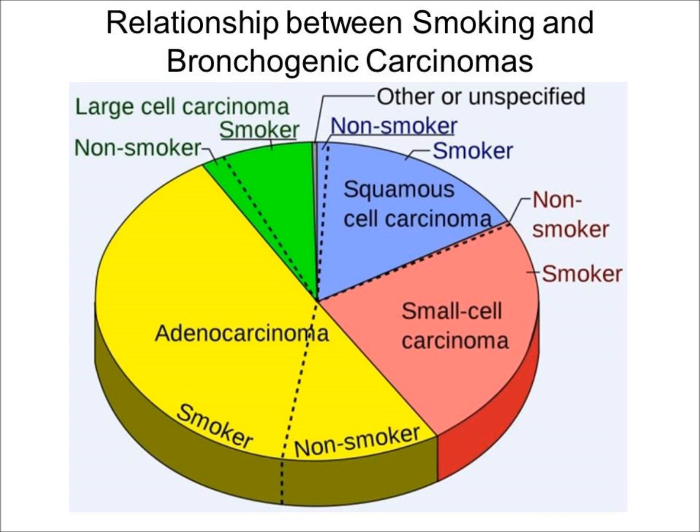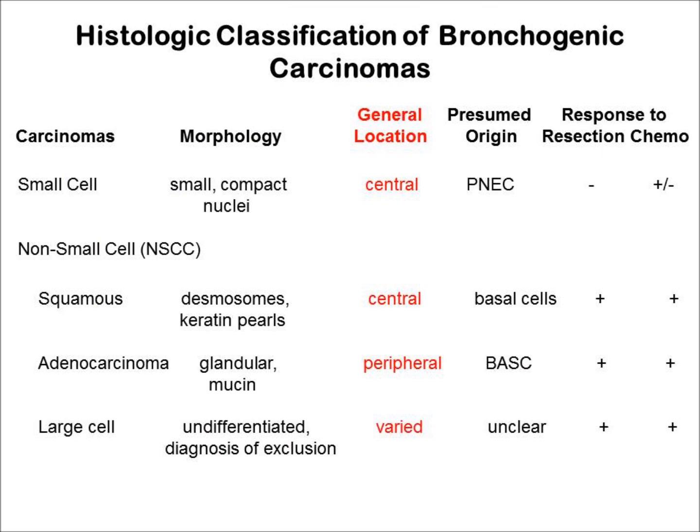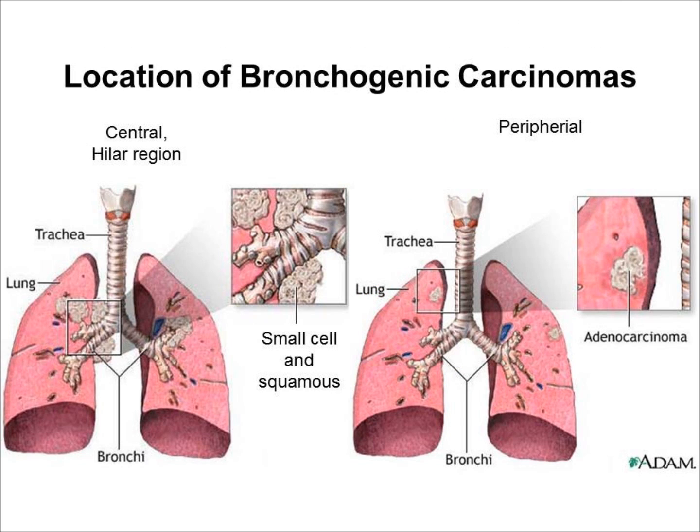Now, this figure, which you have seen before, shows the relative frequency of the four different types of bronchiogenic carcinomas. Please note that adenocarcinomas, shown in yellow here, are the most prevalent type, and that a significant fraction of them occur in non-smokers. On the opposite end of the spectrum is small cell carcinoma, shown in red here, which is almost always associated with smoking. This slide summarizes some of the other features of the different types of bronchiogenic carcinomas. Please note that they often occur in different locations in the lungs, as listed here and as illustrated in the following slide. In this figure, you can see that small cell and squamous cell carcinomas tend to occur centrally near the hilar region, while adenocarcinomas tend to occur more peripherally in the lungs.